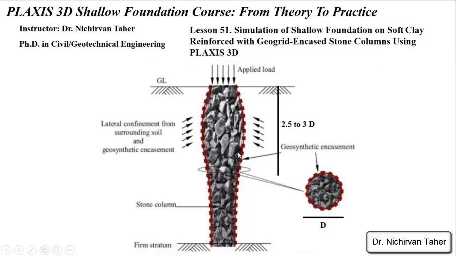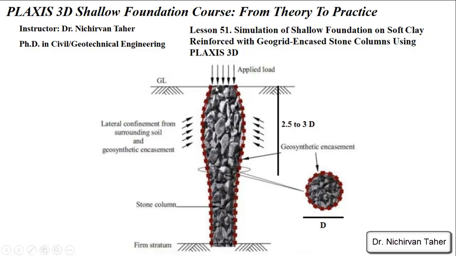As you can see in this figure, if you have stone columns composed of crushed stones and gravels, when we apply the foundation resting on these columns, we can see buckling happens near the ground surface, and the depth of this buckling effect is about 2.5 to 3 diameters of the stone columns.